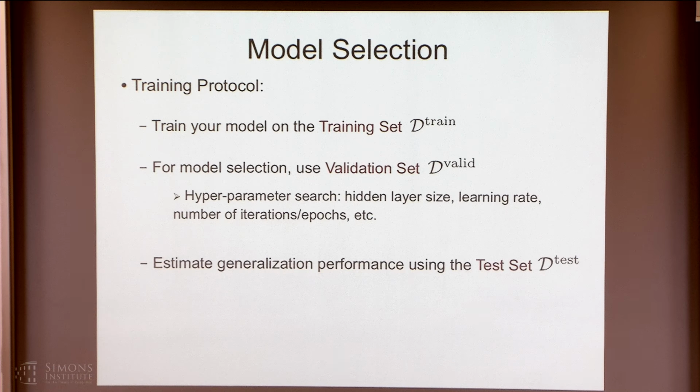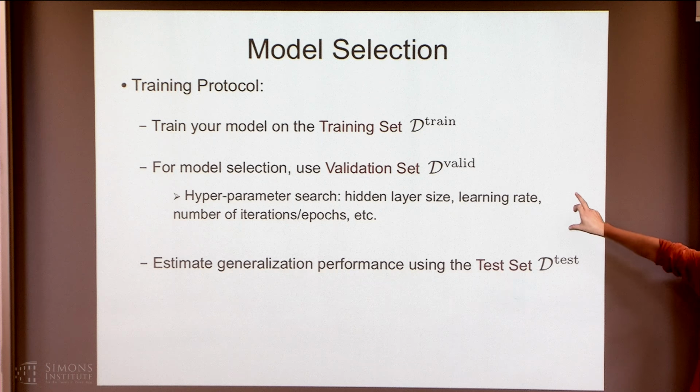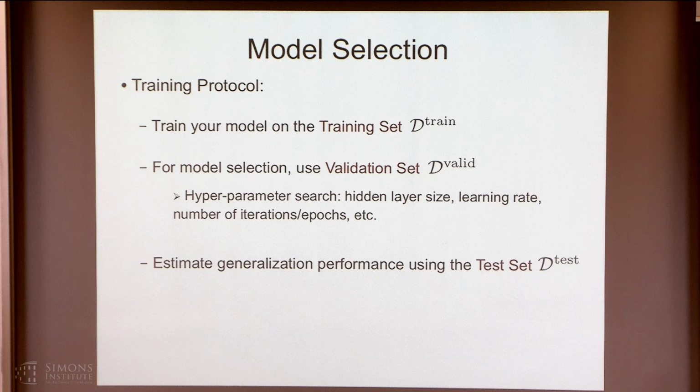Model selection, fairly quickly. You train your model on the training set. You typically search over the hyperparameters on your validation set, and you estimate generalization performance on the test set. One thing I also want to point out, there's a lot of research on hyperparameter search. This is right now done manually, typically. There are a few techniques like random search or Bayesian optimization and such.